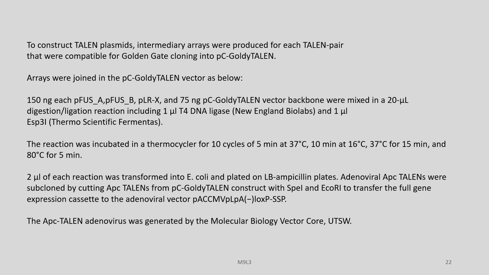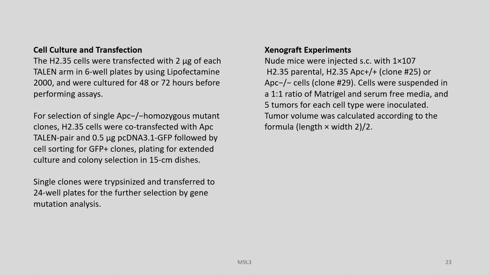Adenoviral APC TALENs were subcloned by cutting APC TALENs from the pCGoldyTALEN construct with SpeI and EcoRI to transfer the full gene expression cassette to the adenoviral vector pAC-CMV, pLpA, LoxP, SSP. The APC TALEN adenovirus was generated by the molecular biology vector core at UTSW. This was followed by cell culture and transfection, and finally xenograft experimentation.